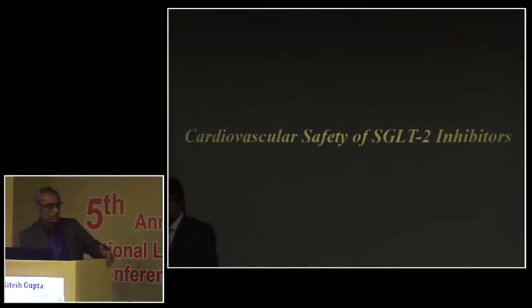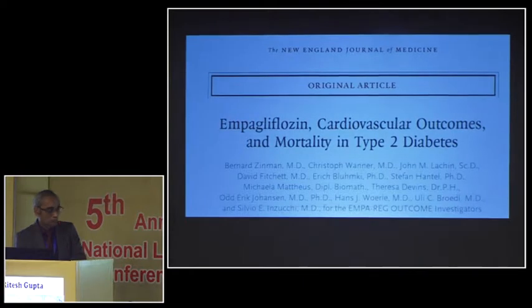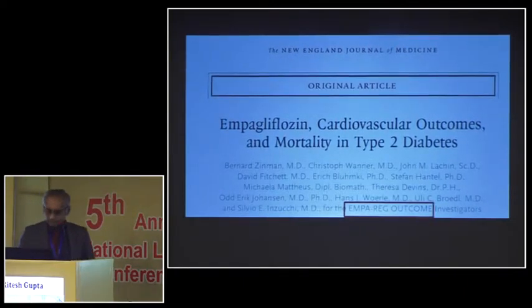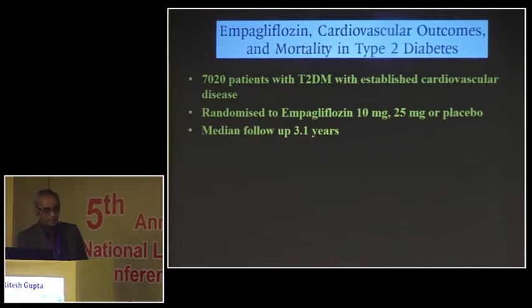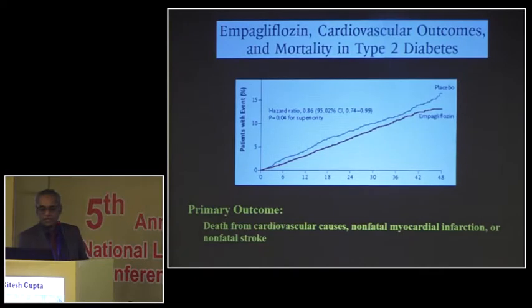Now coming to the newest drugs which have been there now for some time, for at least 2 to 3 years, the SGLT2 inhibitors. Now this is the trial which was published about a year back, no more than a year back, and this has changed a lot. This is called EMPA-REG OUTCOME, the empagliflozin study. And again, a very nicely conducted study. More than 7,000 patients with established cardiovascular disease randomized to either empagliflozin 10 mg, 25 mg or placebo, and followed up for 3.1 years.